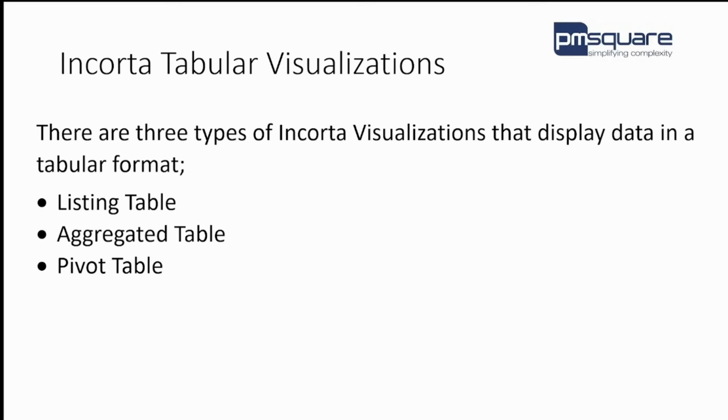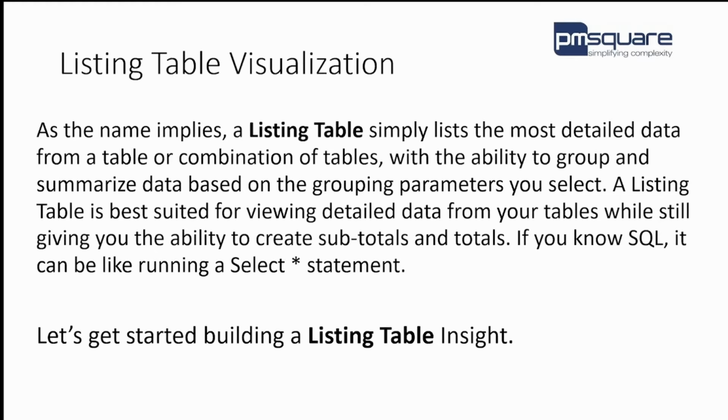There are three types of Incorta visualizations that display data in a tabular format: listing table, aggregated table, and pivot table. In this tutorial, we'll focus on building a listing table insight. As the name implies, a listing table simply lists the most detailed data from a table or combination of tables with the ability to group and summarize data based on the grouping parameters you select. A listing table is best suited for viewing detailed data from your tables while still giving you the ability to create subtotals and totals. If you know SQL, it can be like running a select star statement. Let's get started building a listing table insight.